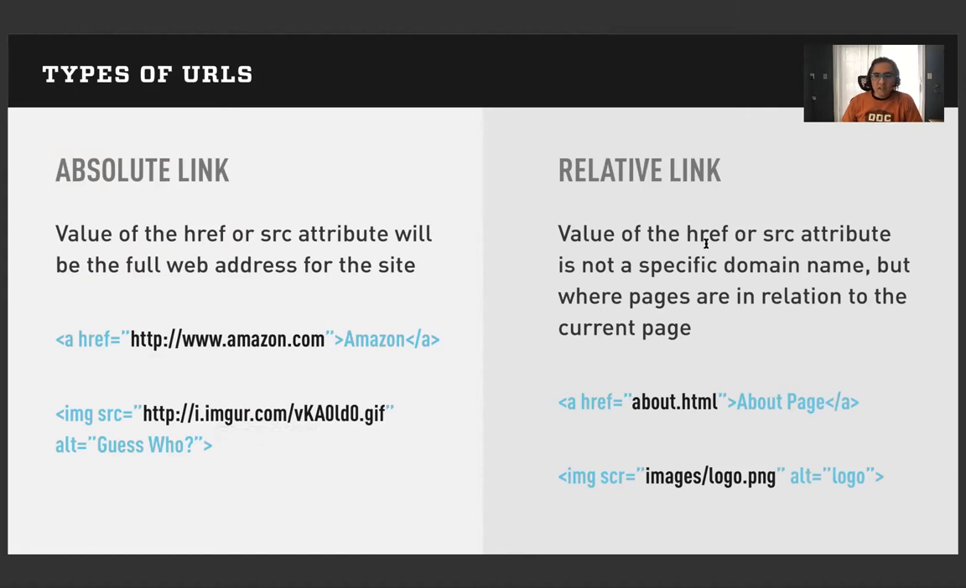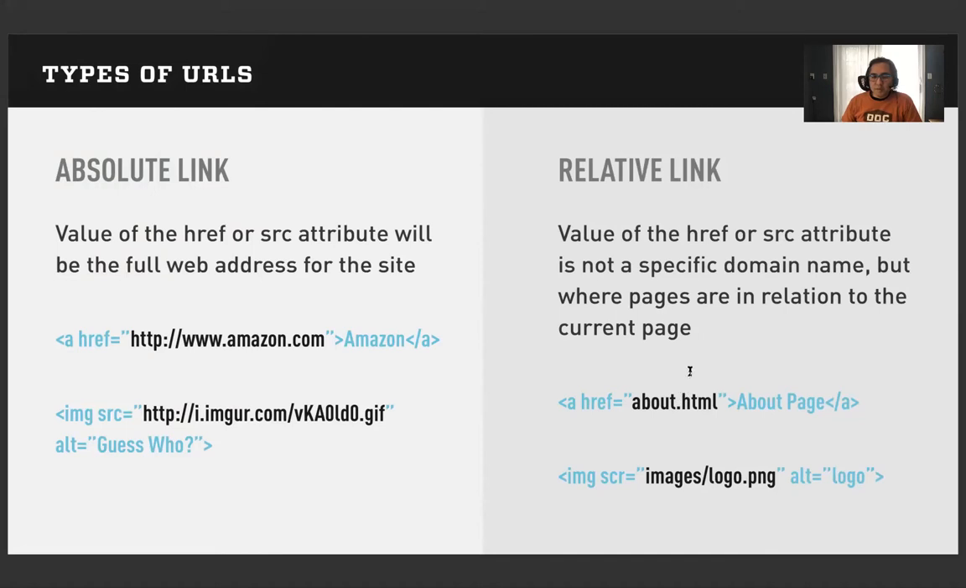A relative link is not a specific domain name, but where the pages are in relation to the current page. So if I have page 1 and it's saved in the same folder as page 2, then I can just reference page 2 in this name. But if it's in a folder, then I may need to tell the browser, hey, it's in this folder, and this is the name of the file. So we'll get into this as we go along the semester. So this is an absolute link. Here's the Amazon link, and here's a relative link for a page or some other resource that's within your website.